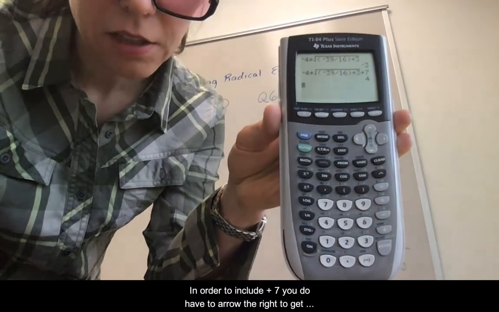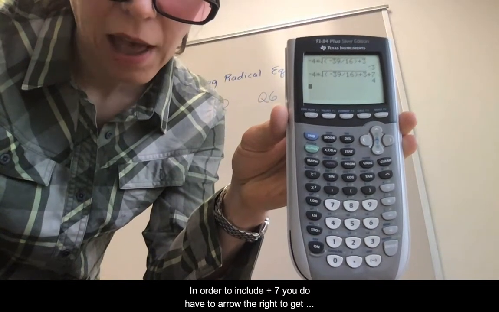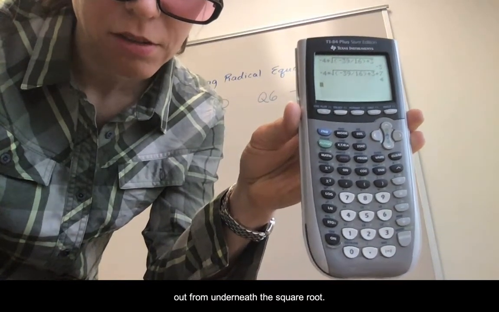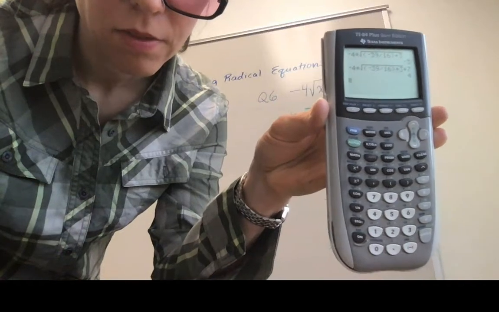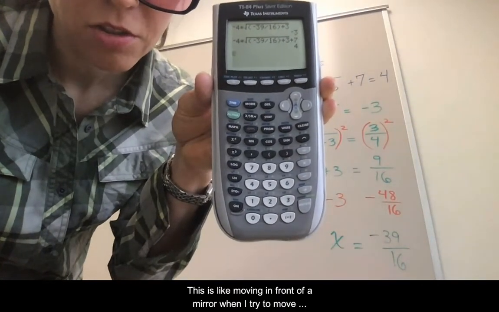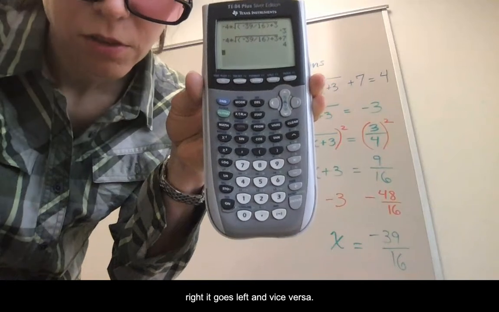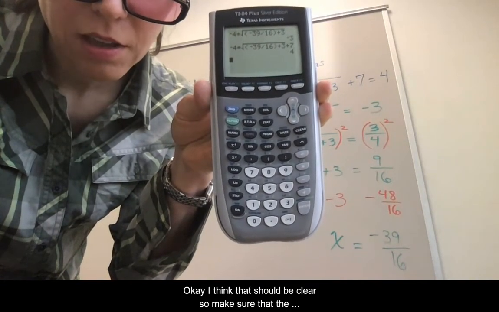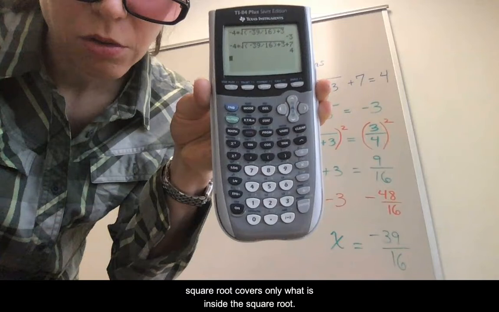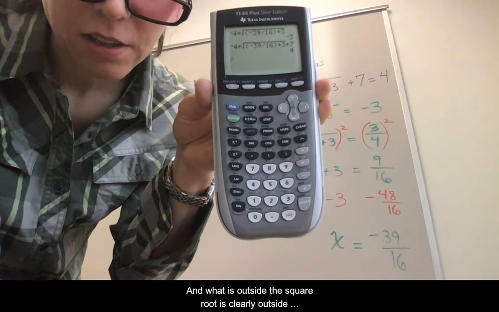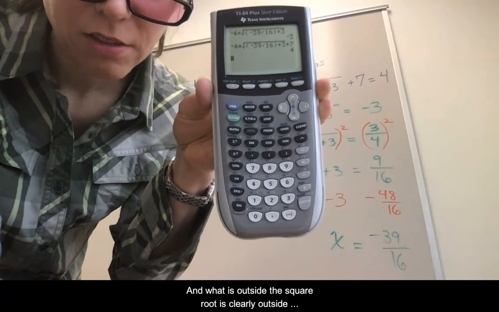In order to include plus 7, you do have to arrow to the right to get out from underneath the square root. Okay? This is like moving in front of a mirror. When I try to move right, it goes left and vice versa. Okay, I think that should be clear. So make sure that the square root covers only what is inside the square root, and what is outside the square root is clearly outside the square root.